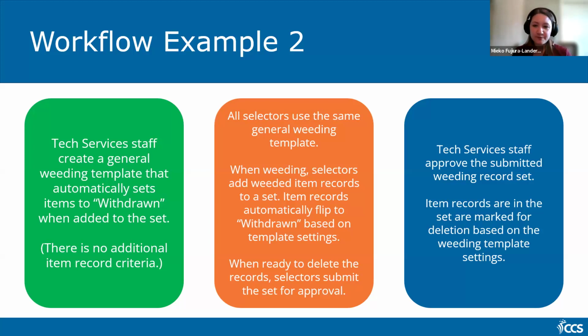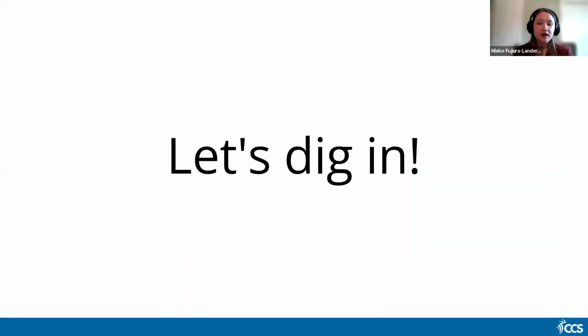So again, this workflow example is not focused on any kind of item criteria for weeding. It's just taking advantage of those workflow record update options to streamline the record changes. So now we're going to dig into each of those individual components.